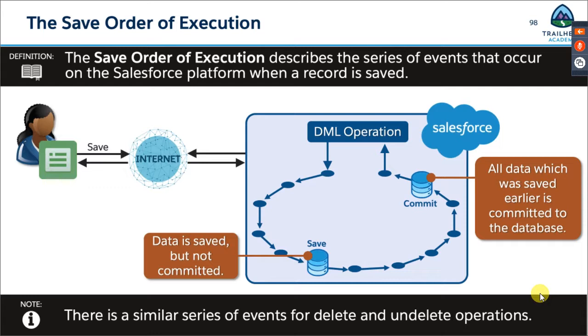Now, notice that there are two places on this picture where the record is actually saved to a database. There may be multiple saves, so you have to be a bit careful with that. And there's only one single commit, which happens at the very end of your Apex transaction.